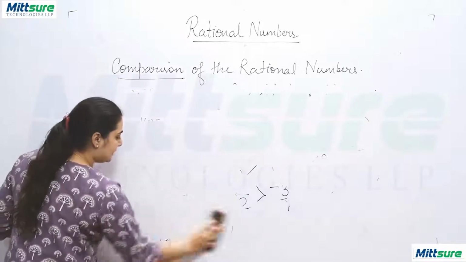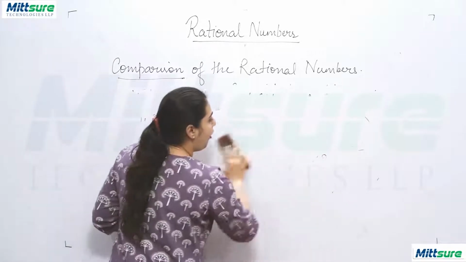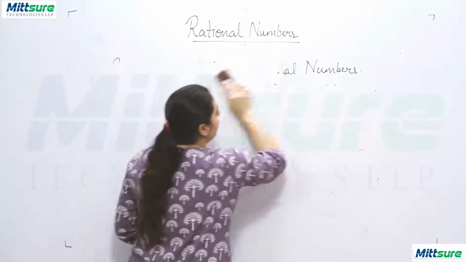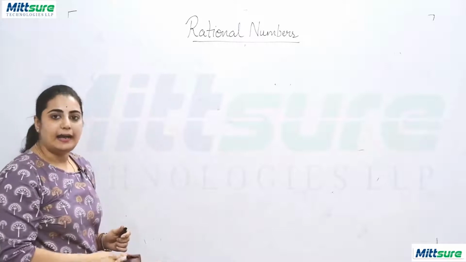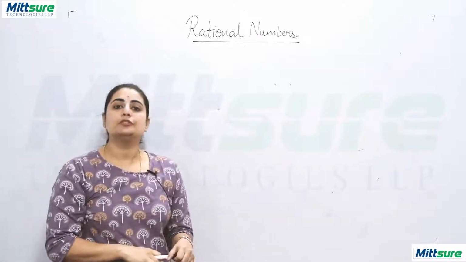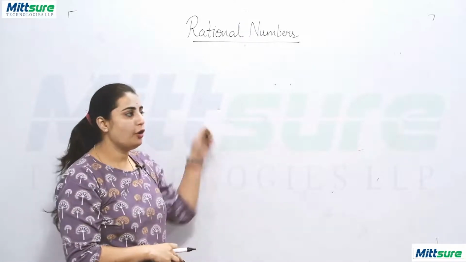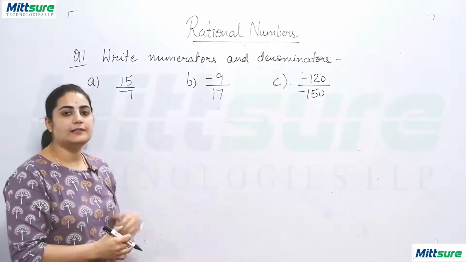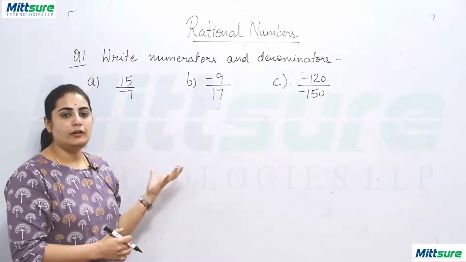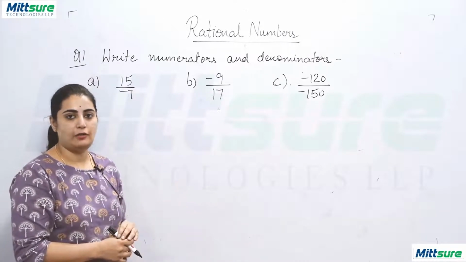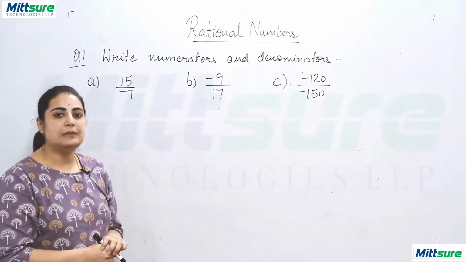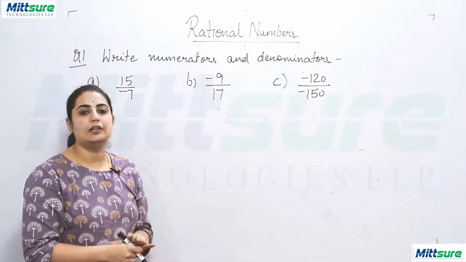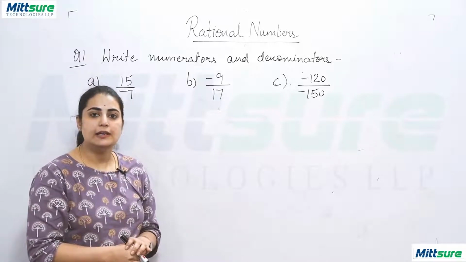Now let's take some examples on all the topics which we have done till now, one by one. By this you will get an idea of what sort of questions could be asked to you on the topics we have covered. So the first type of question which is asked on rational numbers is to write the numerator and denominator of the given rational numbers.